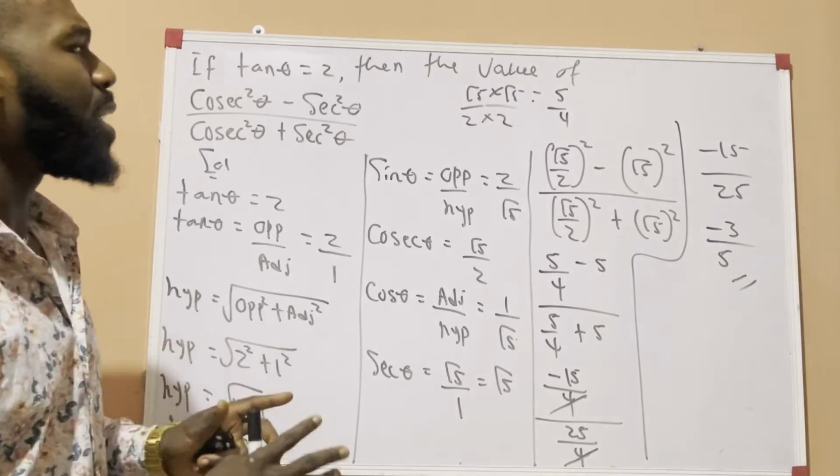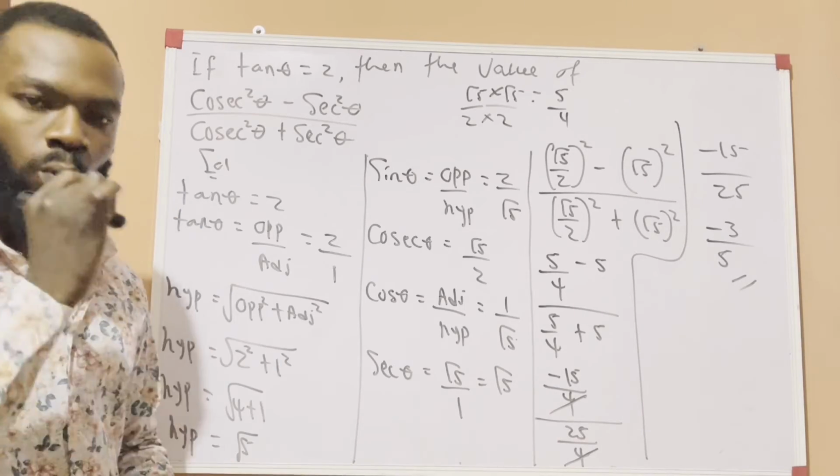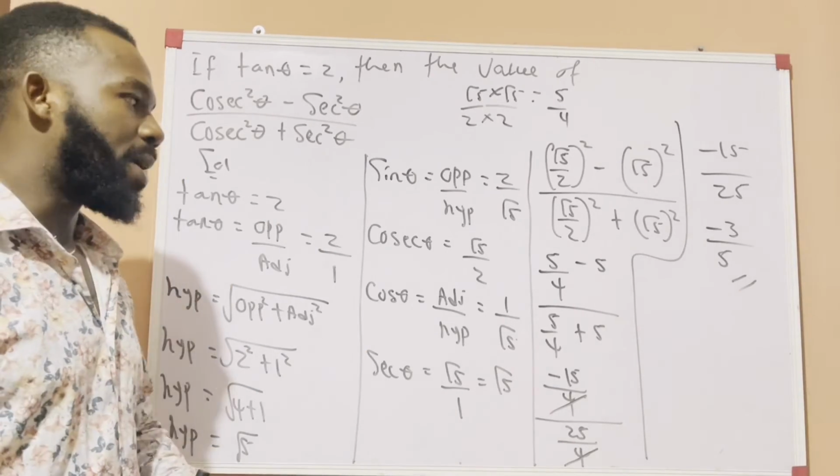You see how we broke down this question into a simplified form. And I hope you understood perfectly how we got the final answer minus 3 over 5.